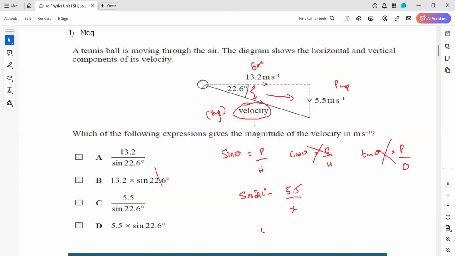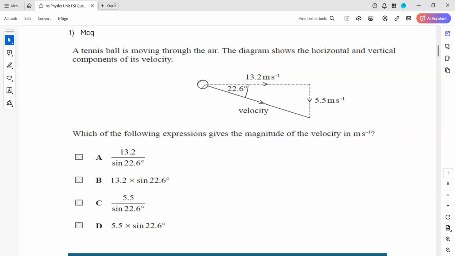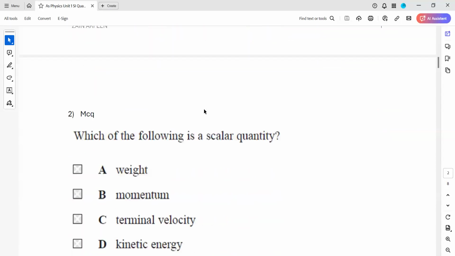So if we need X, then X will be equal to 5.5 divided by sine 22.6. So it matches option C, and C will be the right answer. We can use cosine theta or tangent theta, but because the options do not include any cosine or tan, that's why we directly use sine.